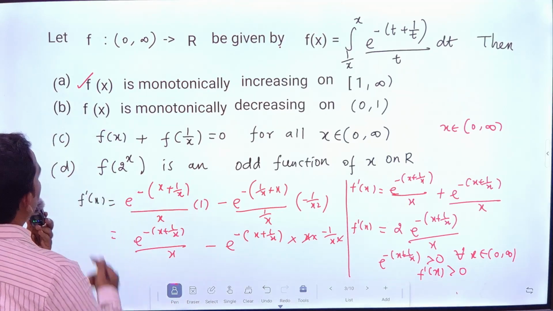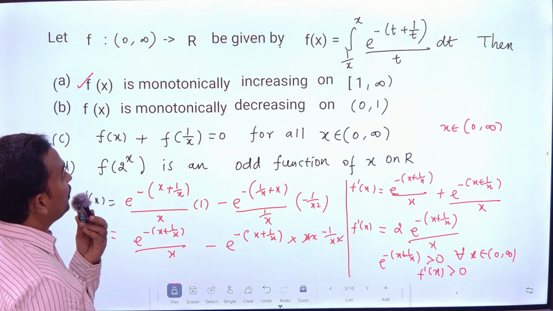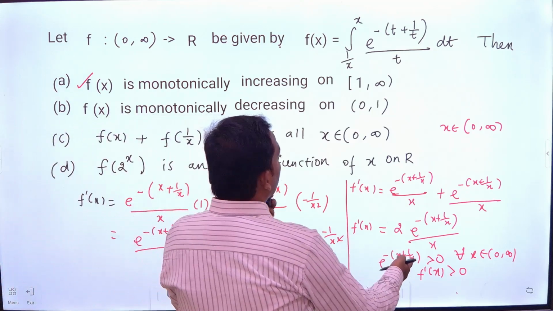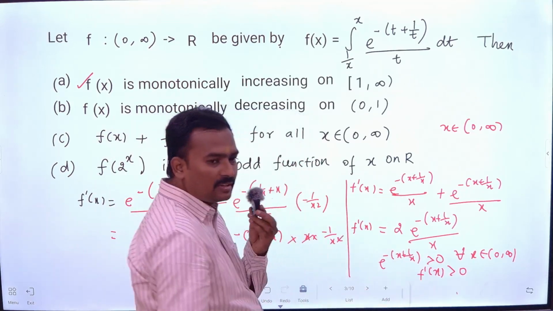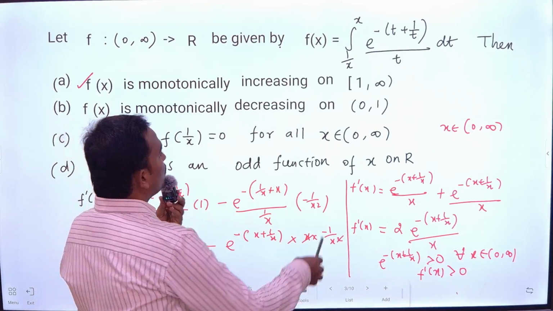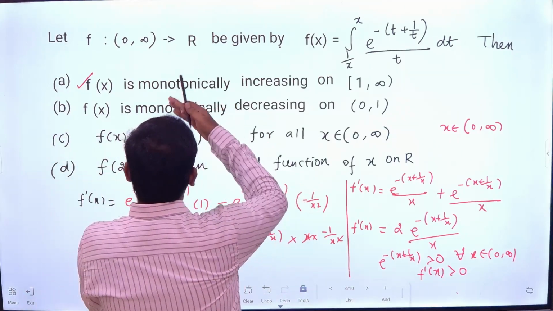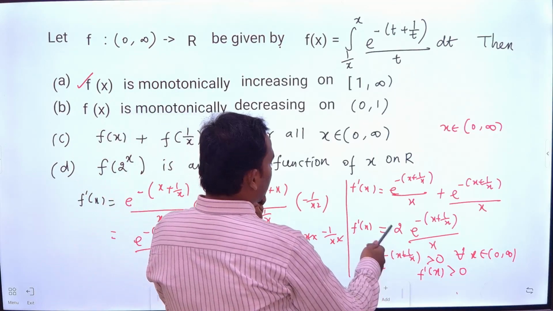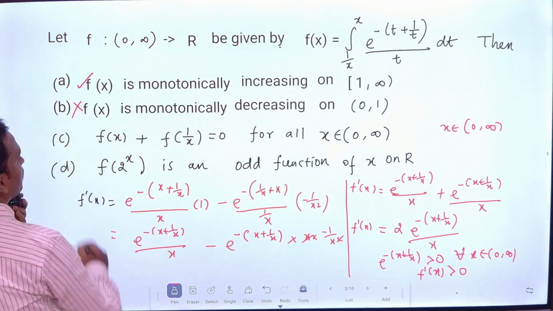Okay. Second one, you can see f of x is monotonically decreasing on 0 to 1. It's not possible, right? Because this function is increasing on 0 to infinity, because for all x you can take f dash of x is greater than 0, right? So definitely there is no chance to get f dash of x less than 0, because all x belongs to the whole interval 0 to infinity, all are positive. There is no x value that satisfies f dash of x less than 0. Understood? Therefore this is wrong, right?